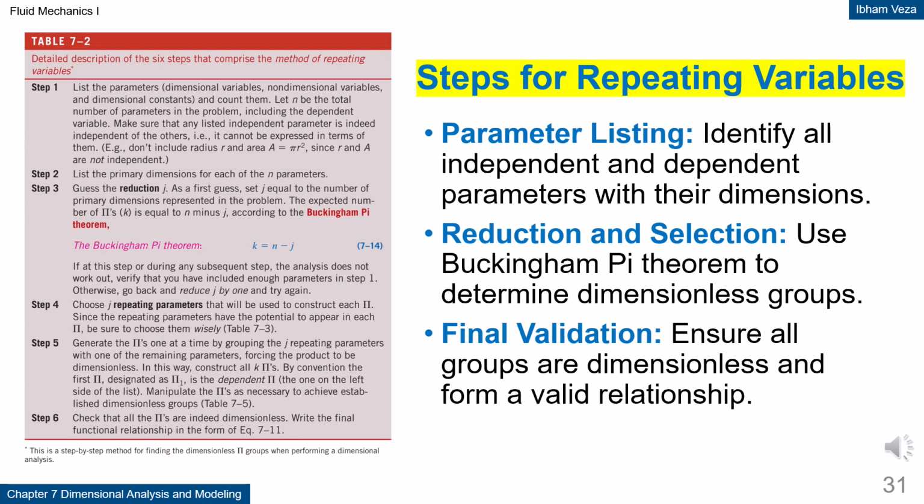Steps for repeating variables. The first step is to identify all independent and dependent parameters along with their dimensions. After that, the Buckingham Pi theorem is used to determine the number and form of the dimensionless groups. Repeating variables are then chosen to construct each pi group systematically. The obtained results must be checked again to ensure that they are truly dimensionless. With this procedure, complex physical relationships can be simplified in a consistent way.